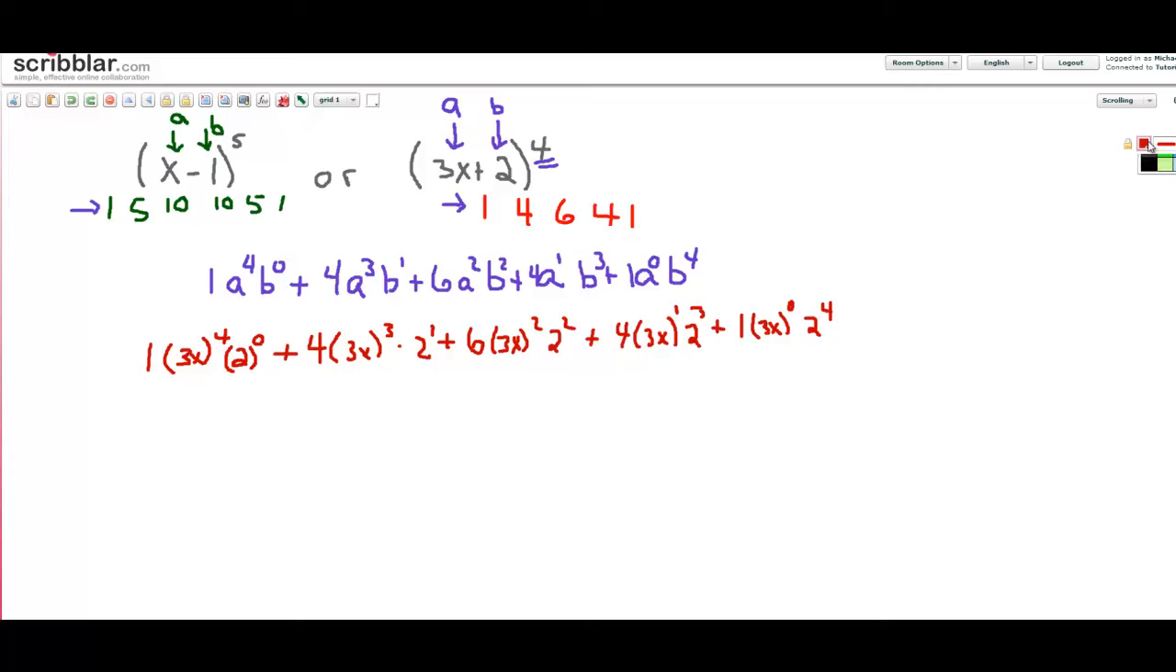All right, now we can just start simplifying. And simplifying for this is not necessarily more complex, but it does take a couple more steps. This 4 exponent goes to the 3 and the x. But I don't have to worry about this 1, because 1 times anything is itself. And the 2 to the 0, well, that's just simply 1 as well. So we're really just worried about this guy here. So I need 3 to the 4th and then x to the 4th.